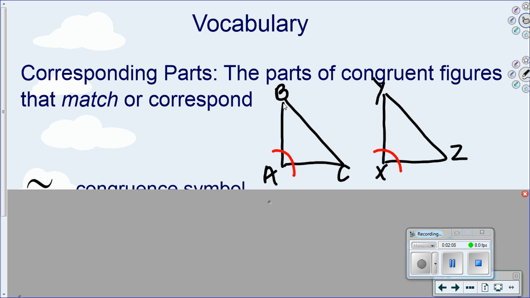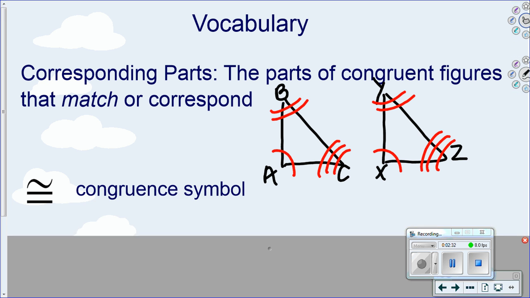Okay. What about angle B? Everybody? Y. Good. So B and Y are corresponding. Remember, we use those arches to show congruency as well. Okay. What about angle C? Z. Good. Angle C is congruent to angle Z. They're also corresponding.